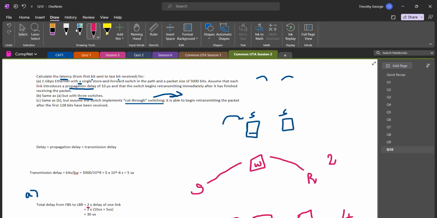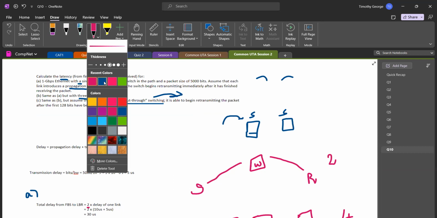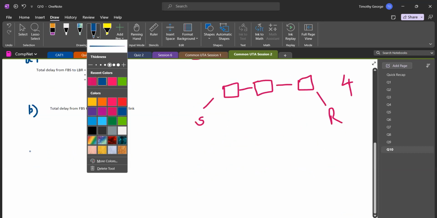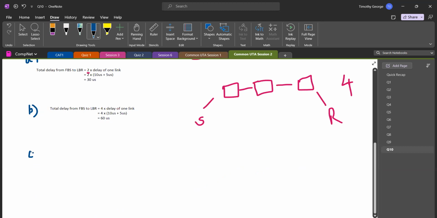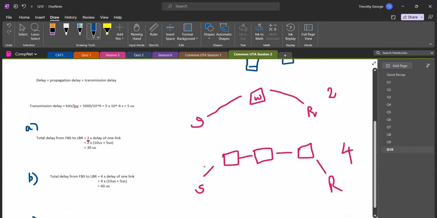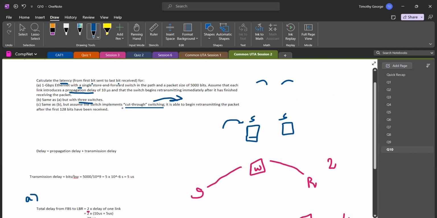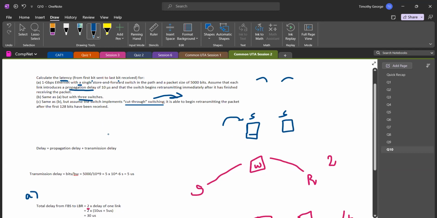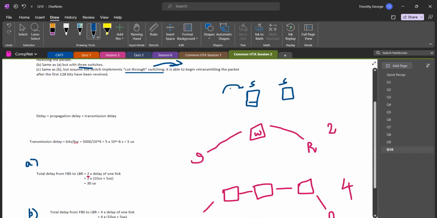Now let's go to the final part, Part C. What does it say? Same as B, so we have 3 switches, but assume cut-through switching. That means it is able to begin retransmitting the packet after the first 128 bits have been received. Normally the switch waits for the full packet before sending it, but now it just gets 128 bits, that's enough, and sends.